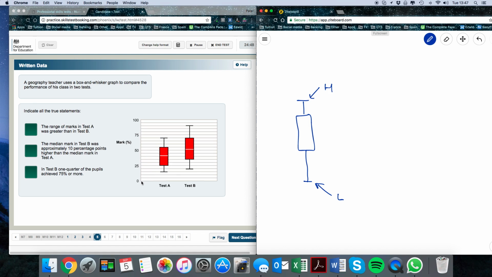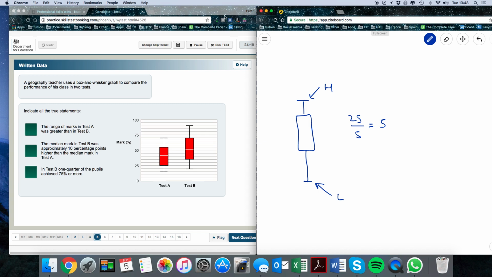In fact, let's do it from the bottom. It's easier. If we start at 0 and go up to 25, that's a jump of 25. But it goes up in 1, 2, 3, 4, 5 jumps. It's important that you don't count the lines, but you count the jumps. So 25 divided by 5 is 5. So each line is 5. That makes it really easy to do this question now. If you look at the difference in the two medians, it is 2 lines.